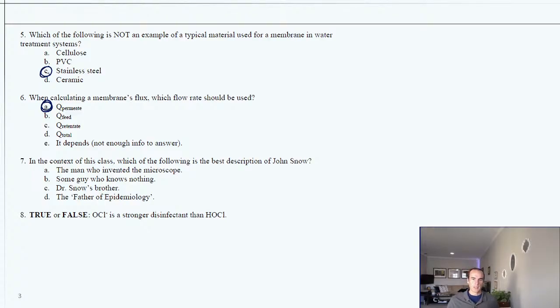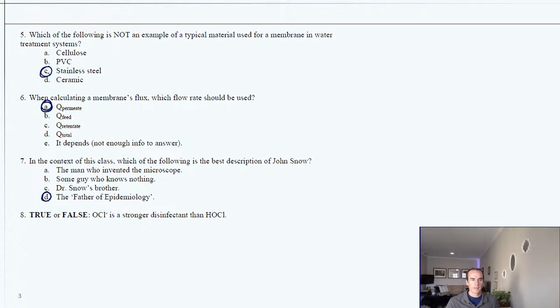Okay, next, in the context of this class, which of the following is the best description of John Snow? We covered that. In fact, if you answered some of the other funny ones, maybe I gave you some partial credit, but the father of epidemiology is the guy we're referring to. He famously attributed water quality to the cholera outbreak as the source issue.